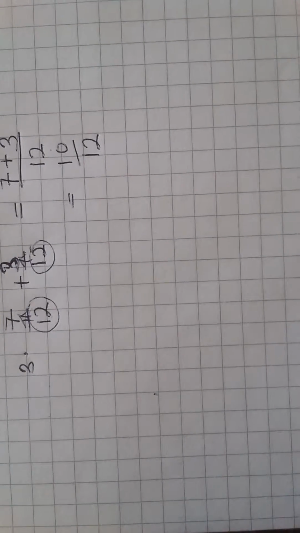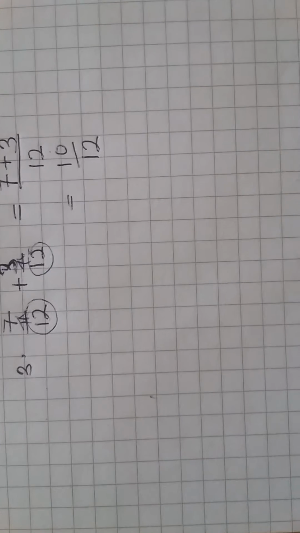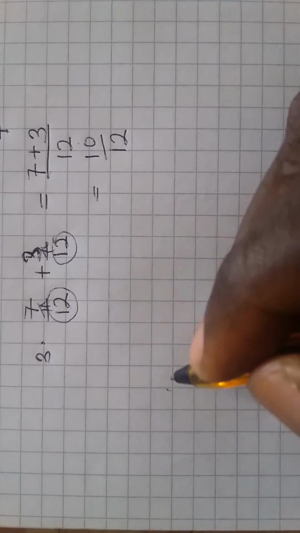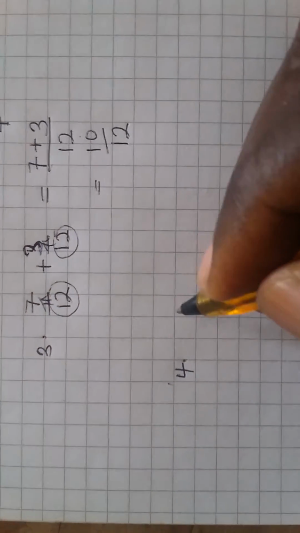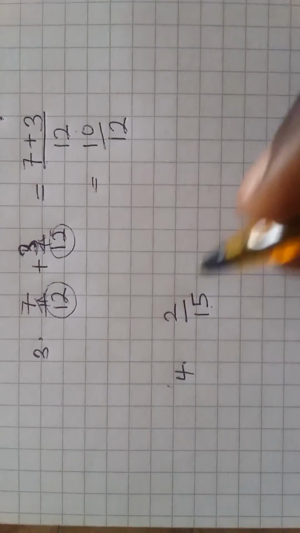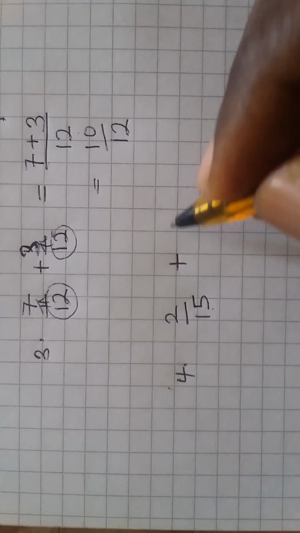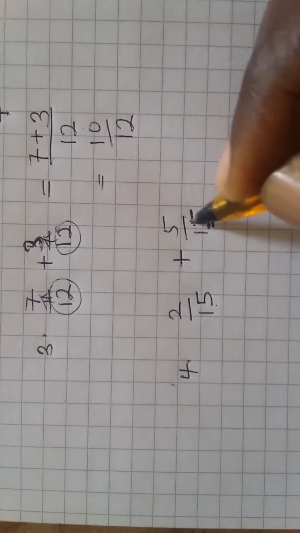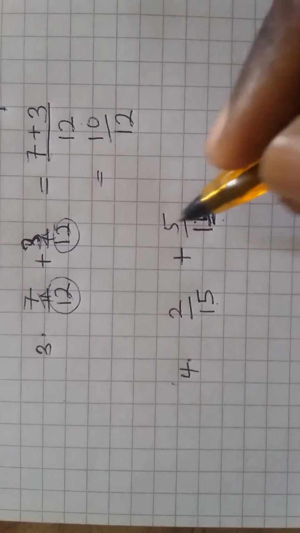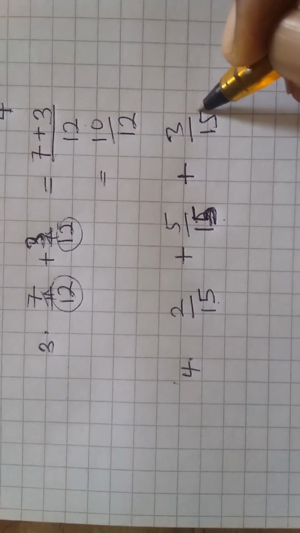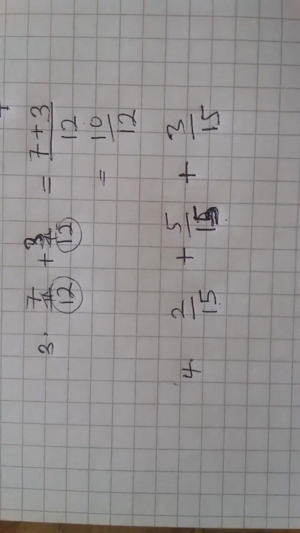It doesn't matter how many fractions are involved. Once the denominators are the same, or once they are like fractions, we can add them. Let's say we have example number 4. I have 2 over 15, that is 15 people sharing 2 things, plus 5 over 15, that is 15 people sharing 5 things, plus 3 over 15, 15 people sharing 3 things.